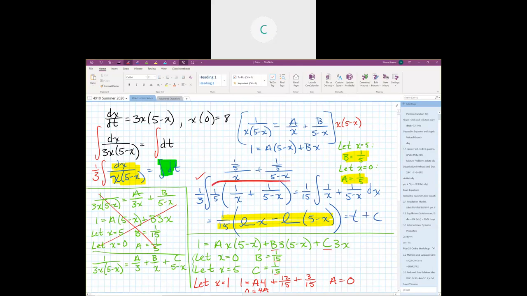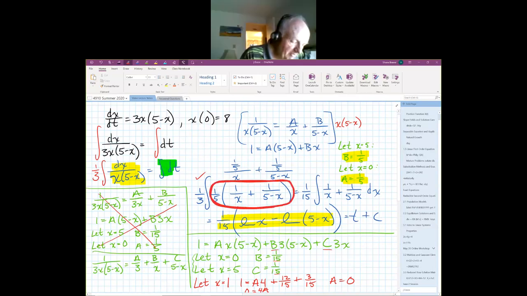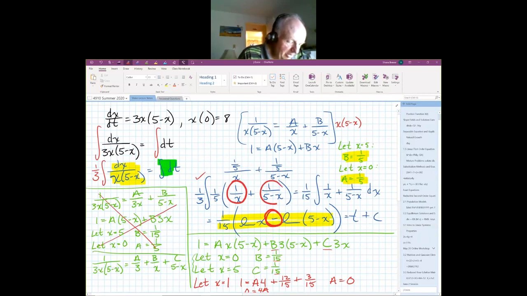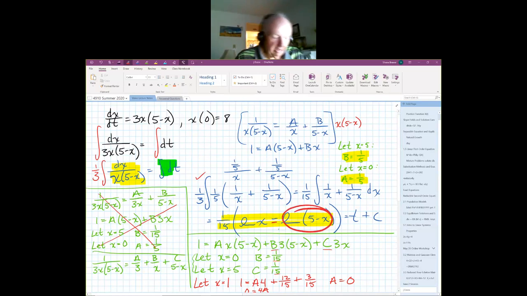Yep. And then you've got the 1/5 out in front of everything, so you factor that 1/5 out to just clean it up. You don't like fractions on top of fractions. The 1/5 comes out, hits the 1/3, becomes a 1/15. Now, this right here is tricky, because when you integrate this, that's ln of x, no problem. But when you integrate this thing, you could do it by substitution. What you end up with is a negative ln of 5 minus x.